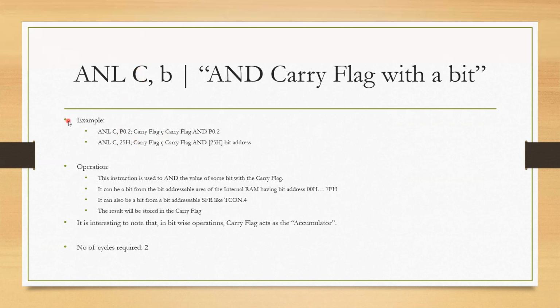Likewise, for the byte operation, the logic operation gives the result in the A register. Here, when we are doing the bit operation, our accumulator is the carry flag. So the carry flag will get the result after the operation. We are doing operations with the carry flag and some other bit, and the result will be stored in the carry flag. It is interesting to note that in bitwise operations, the carry flag acts as the accumulator. For example, ANL C, P0.2: here the carry flag C will get the value of carry flag AND P0.2.